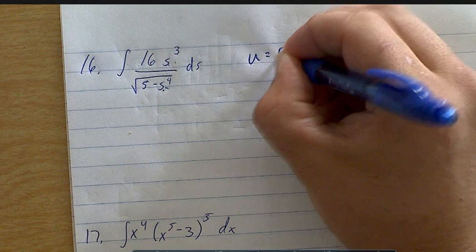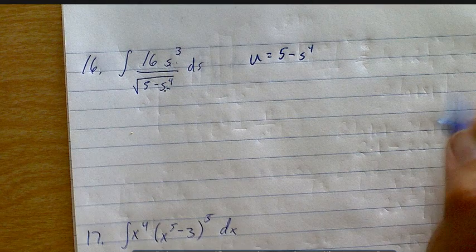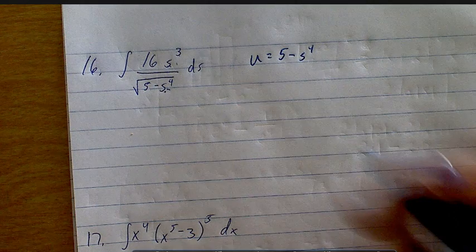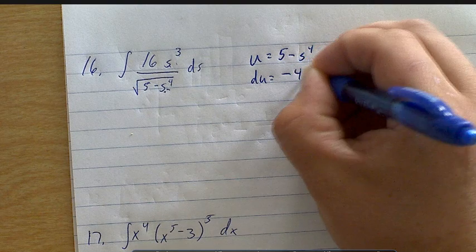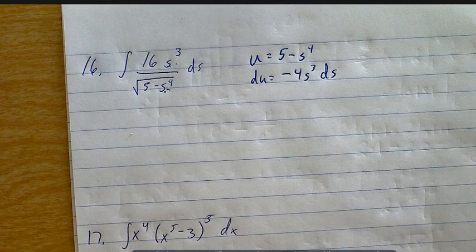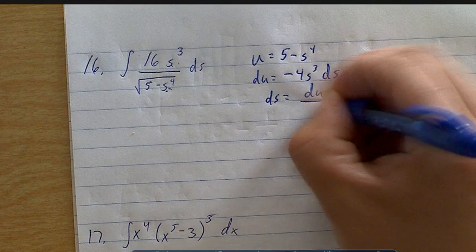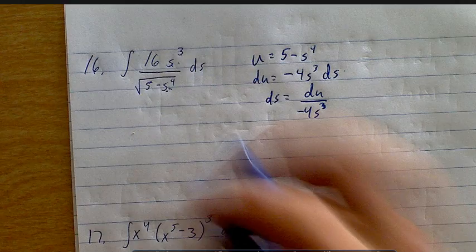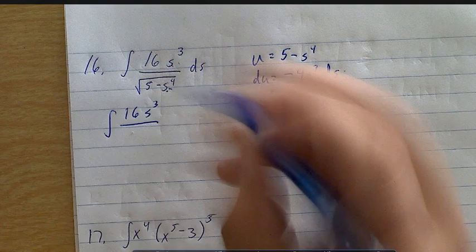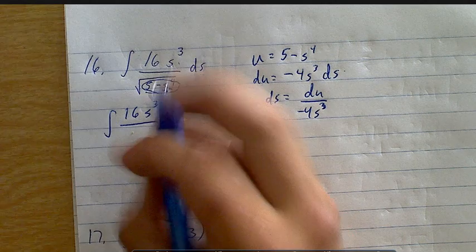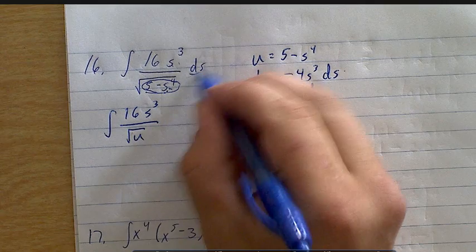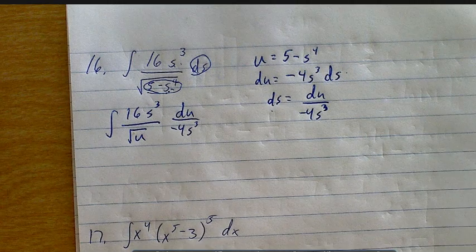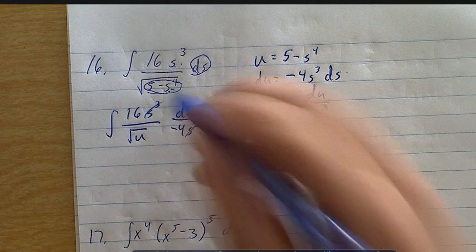So I have du equals negative 4s cubed ds. And then solve it for ds. Du over negative 4s to the 3rd. So I'm going to do my substitutions. 16s cubed over, I'm going to replace this inside with just u. And now I'm going to replace ds with du over negative 4s cubed. S cubes cancel. 16 divided by negative 4 is negative 4. So I'm going to pull the negative 4 outside. I have the integral of 1 over the square root of u du left over.